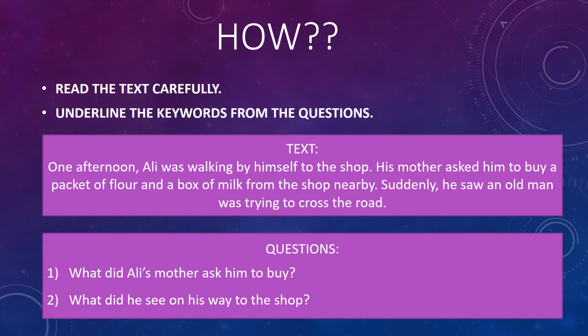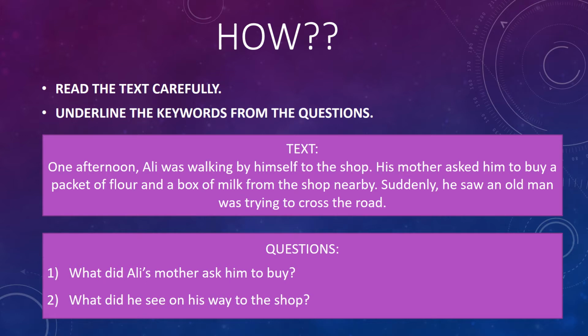One afternoon, Ali was walking by himself to the shop. His mother asked him to buy a packet of flour and a box of milk from the shop nearby. Suddenly, he saw an old man was trying to cross the road. The first question is, what did Ali's mother ask him to buy? And the second one is, what did he see on his way to the shop?